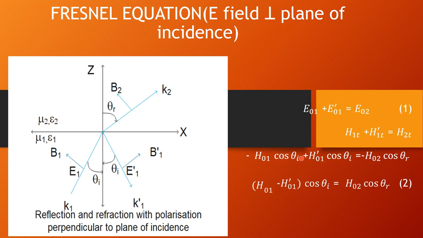That is, if we take cos theta common, H01 minus H01 dash cos theta I is equal to H02 cos theta r.